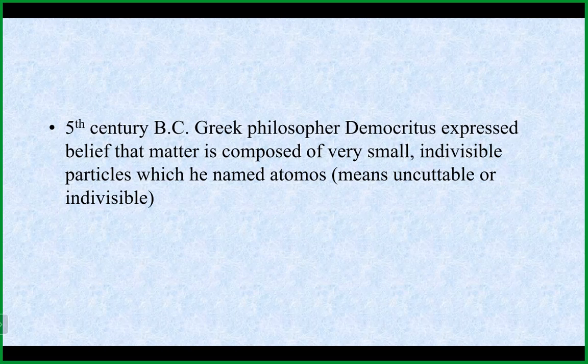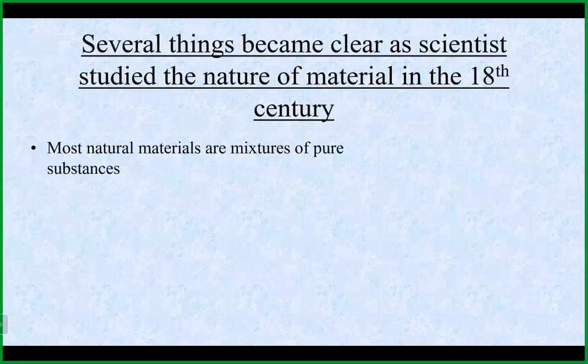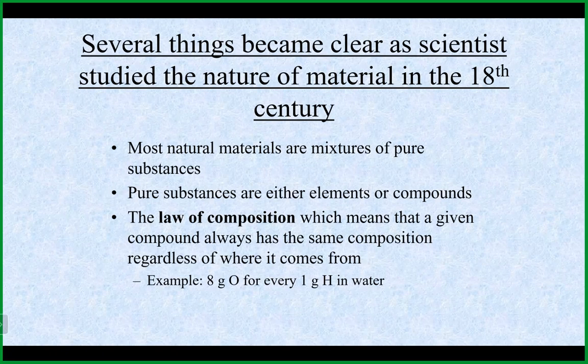And then obviously, as technology advanced and people started doing experiments to study the structure or the nature of atoms, our understanding of the atom evolved. A couple of things were believed here early on, that most materials are mixtures of pure substances. Remember, a pure substance is just something that is by itself, not combined with anything else. Obviously, mixtures is when you start combining a couple of pure substances together. Pure substances are either elements or compounds.